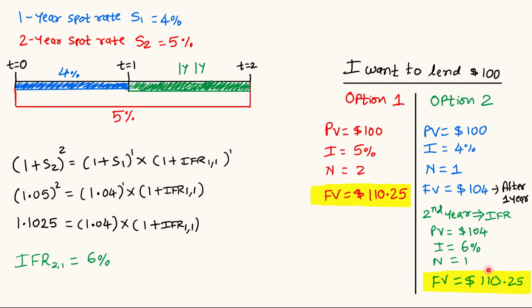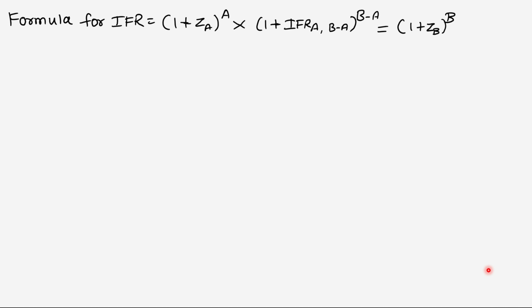All right, so we can look into another example now. The example we covered so far is a very simple example, but things can get a little complicated. Okay, so looking into another example. So information given here. First of all, here's the formula to calculate the implied forward rate. And I can break down the formula here in a minute.